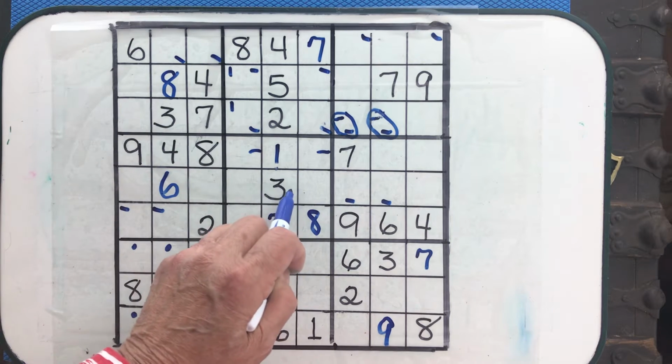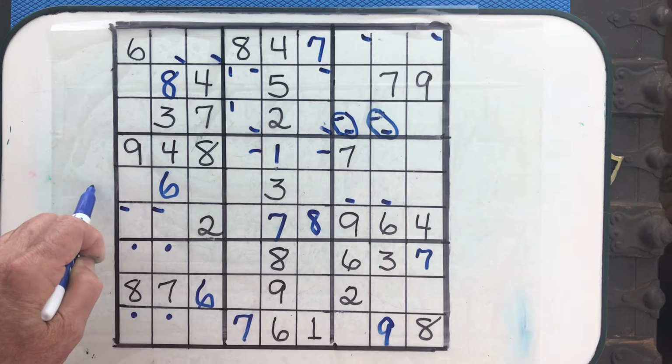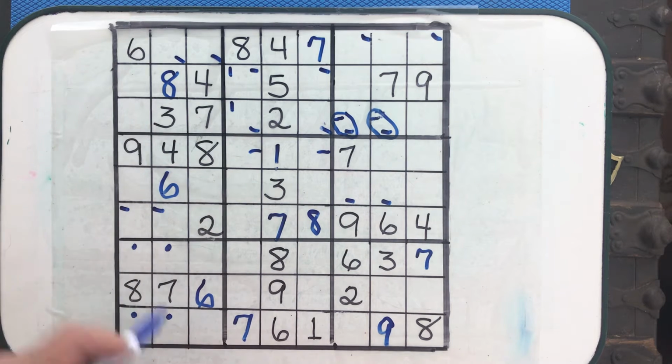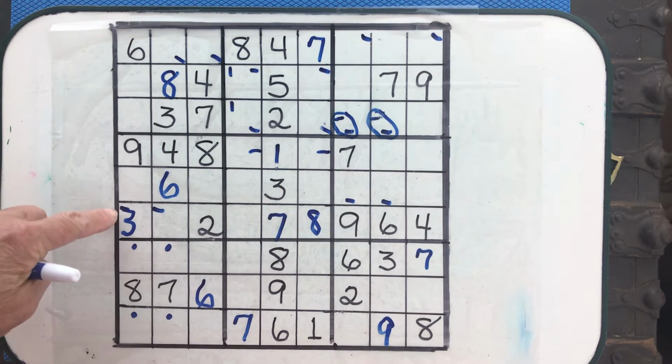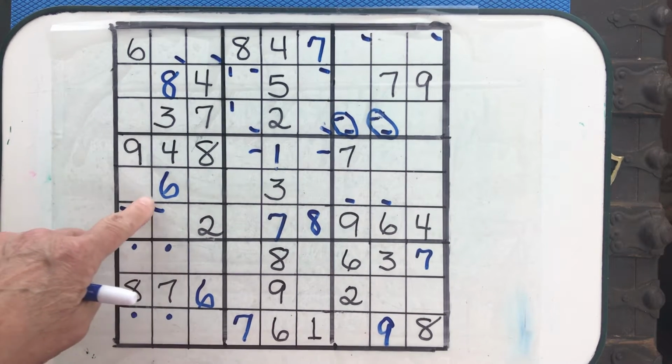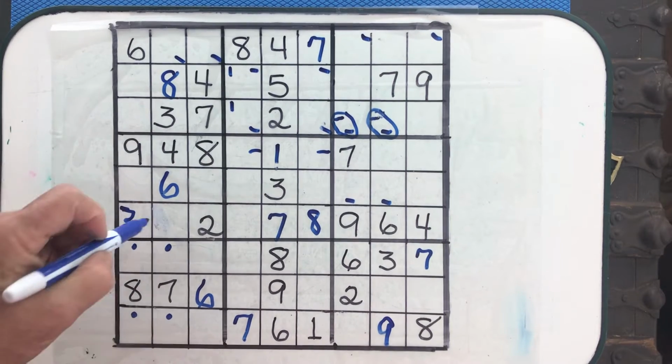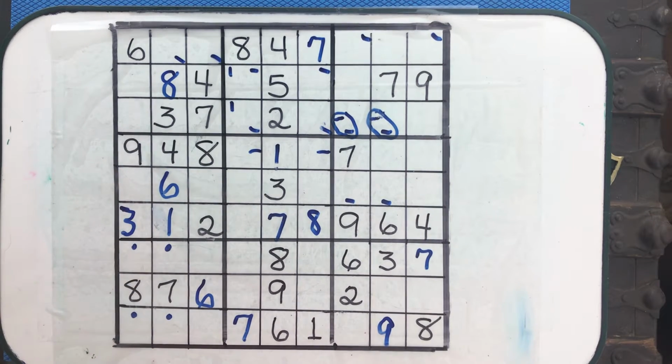Okay, let's look at this 3. 3 goes across here. 3 goes down there. So that means this has to be the 3. Since my 1 had to be either here or here, and I've just put my 3 there, that means my 1 can now go here.